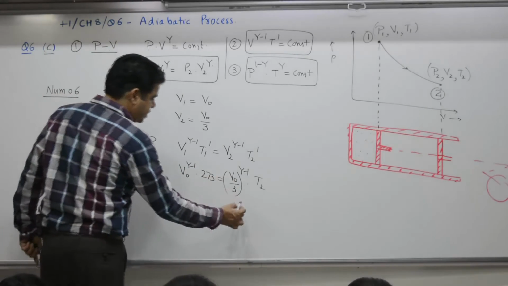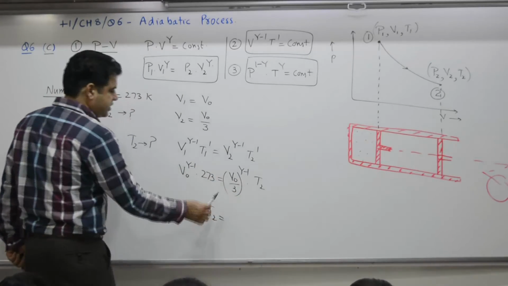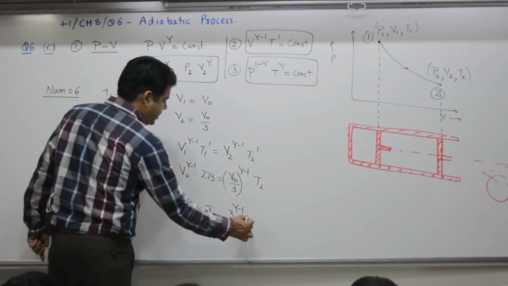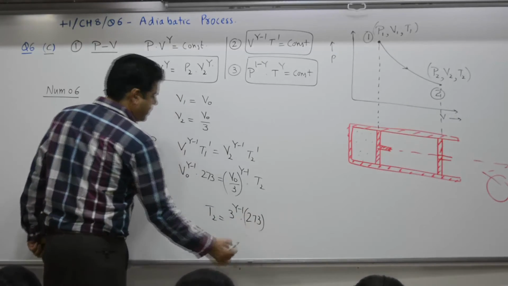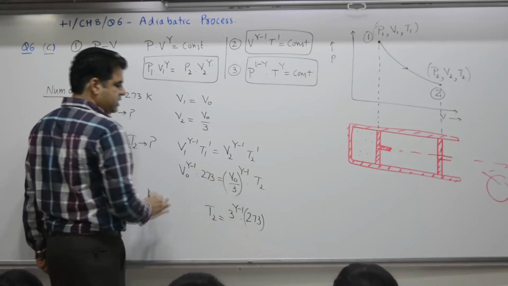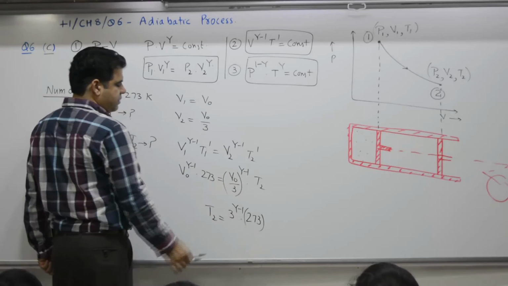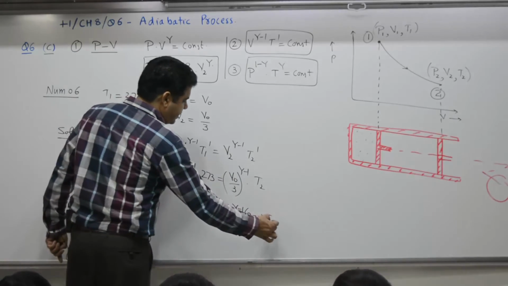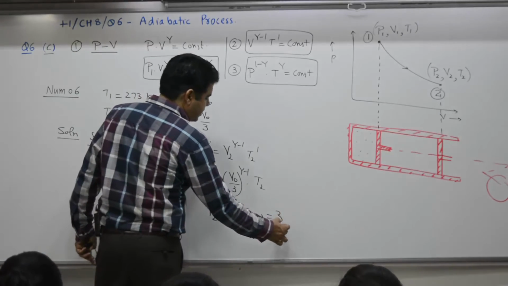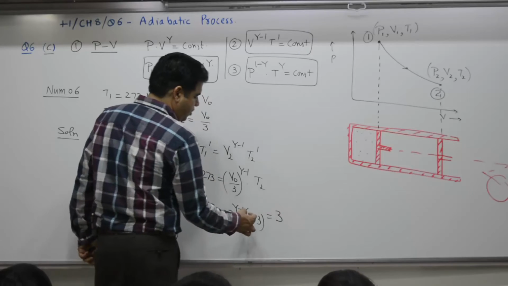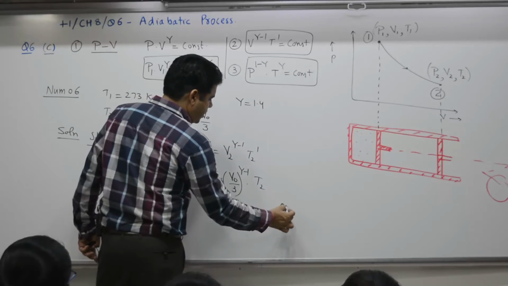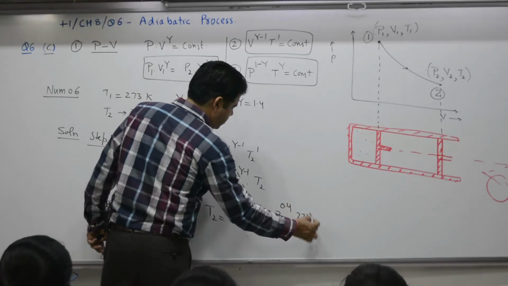What you get is T2 is equal to what? T2 is equal to 3's power gamma minus 1 into 273. Am I right? Because V naught power gamma minus 1 is cancelled. What you are left with is 3's power gamma minus 1. Gamma is equal to what? 1.4. It is given gamma is equal to 1.4. 1.4 minus 1. 3's power 0.4 into 273.